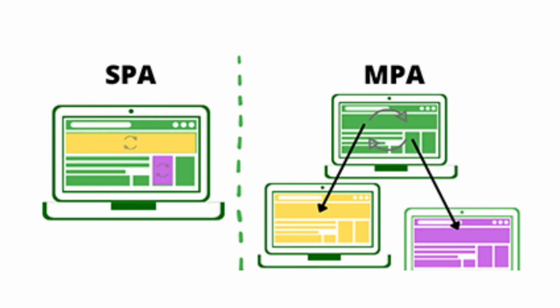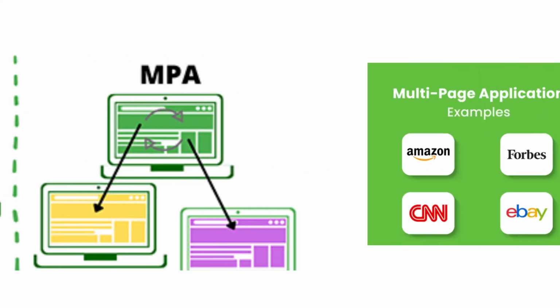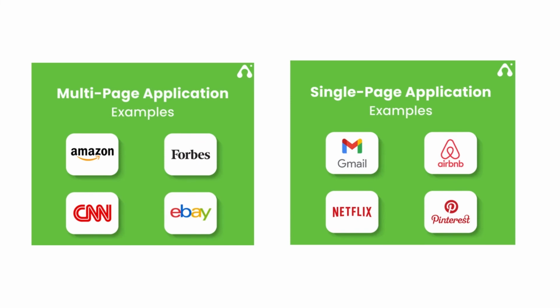Next, let's see some real-time examples related to multi-page applications and single page applications. Amazon is a multi-page application. Whenever we click on anything, the entire page will load. Amazon, eBay, CNN and Forbes are examples of multi-page applications, and single page application examples are Gmail, Netflix, Pinterest and Airbnb.